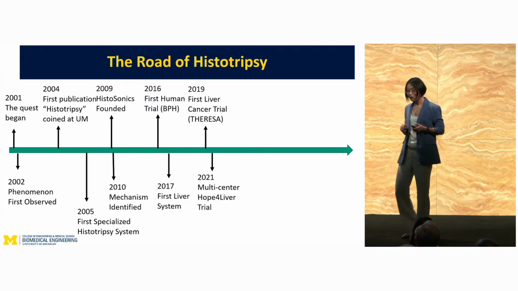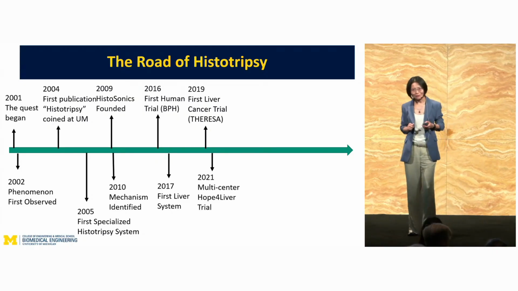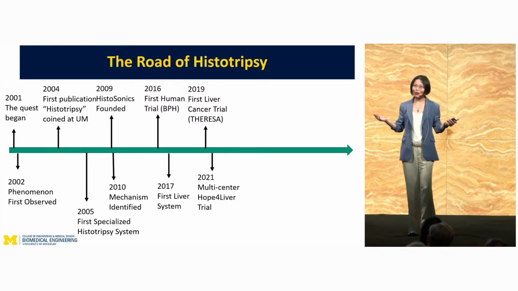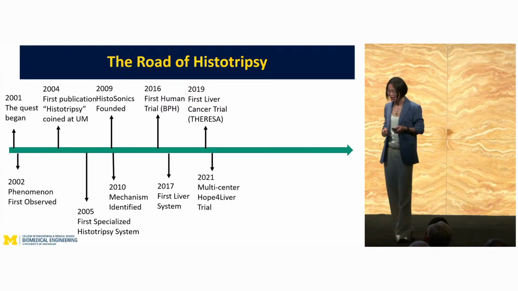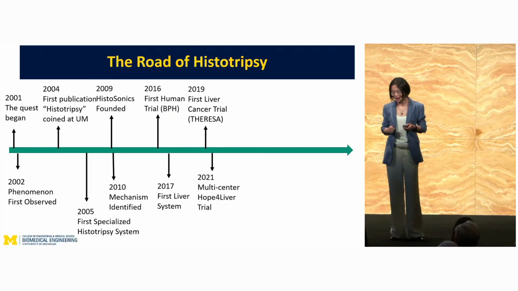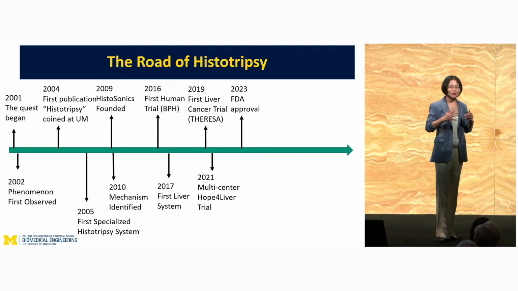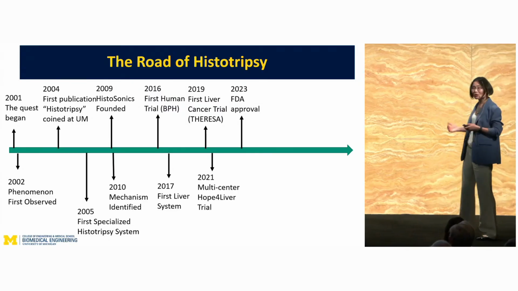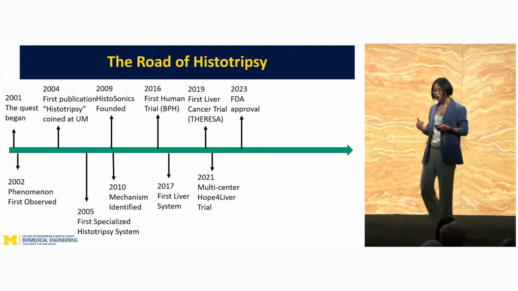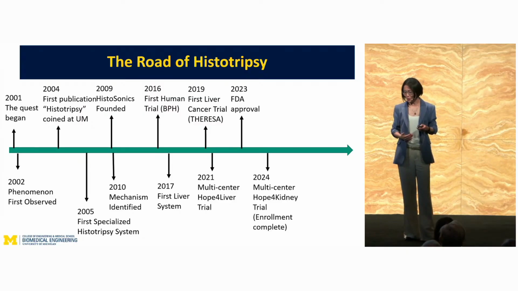That led to 2021, the multi-center trial we call the HOPE4LIVER trial. And guess what? COVID. So the trial was really hard to do, as you can imagine, from recruiting patients to the whole thing. However, the results, again, were super positive. And that led to the FDA approval in 2023, for non-invasive histotripsy treatment of liver tumors.